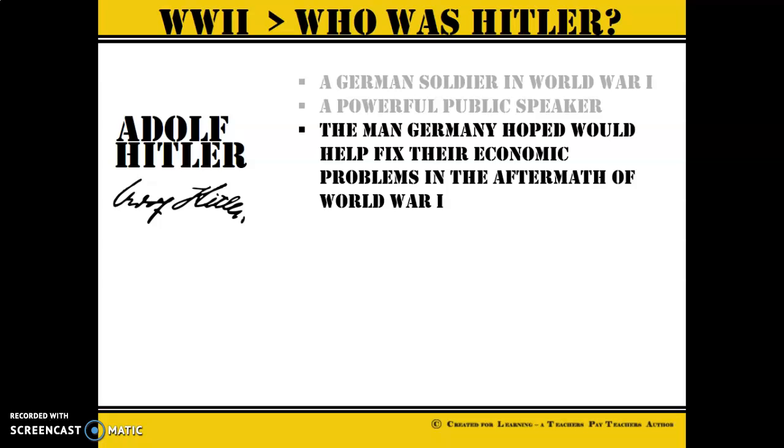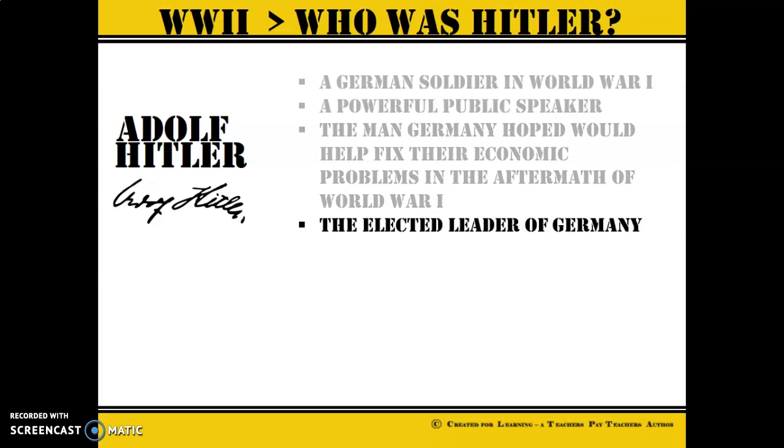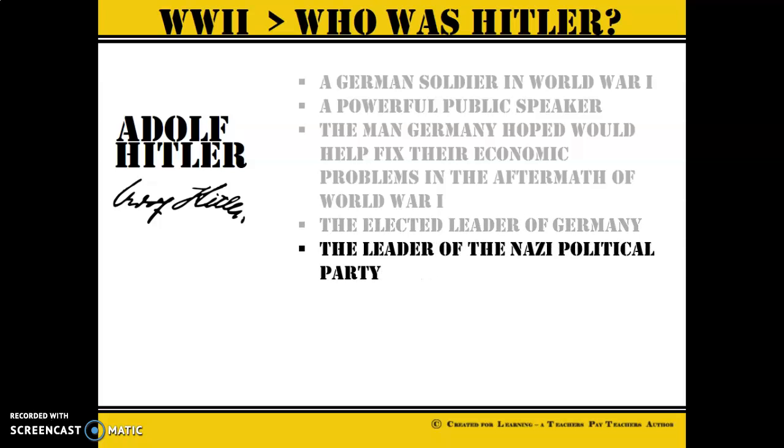And so their country was very poor. They had huge economic problems after World War I. And so Germany thought, hey, this is the man who's going to help us fix these problems. Okay. He eventually became the elected leader of Germany. Before that, he was the leader of the Nazi political party. When we hear Nazi, a lot of times we think of soldiers. And that is partly true, but Nazis, first of all, were a political party.